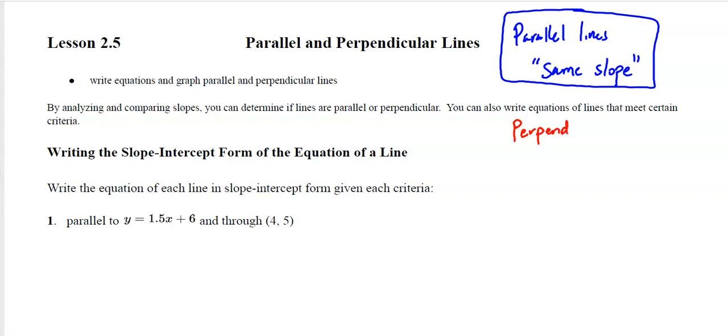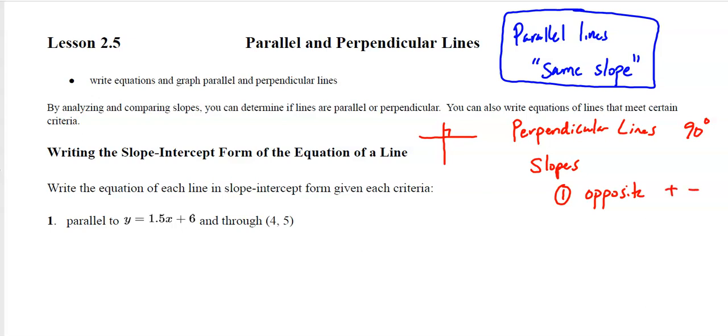So perpendicular lines. And remember, perpendicular lines mean that they're 90 degrees to each other. So they form right angles there. They form the T. Well, perpendicular lines, when you're looking at their slopes, there's two things that need to happen. Number one, they need to be opposites. All right? Meaning one has to be positive and the other one has to be negative. And then the other thing is they need to be reciprocals of each other. They need to be flips of each other. So they have to be opposite reciprocals.